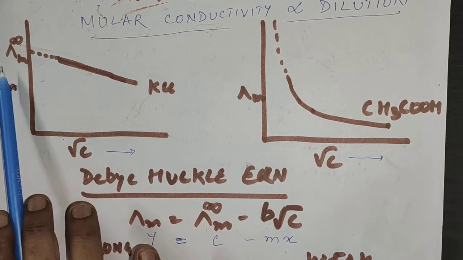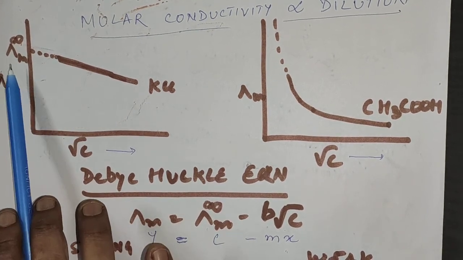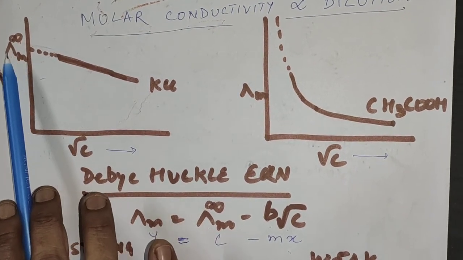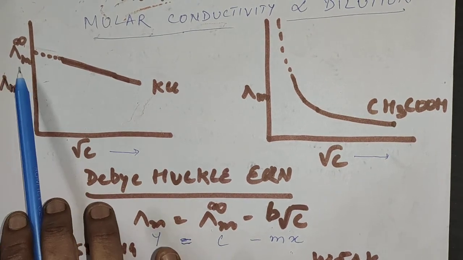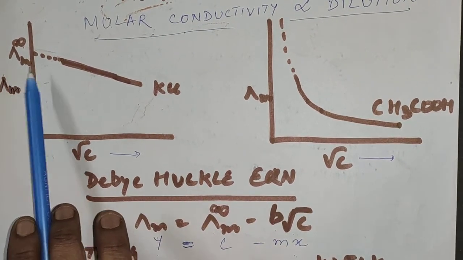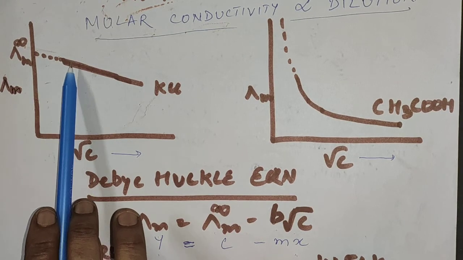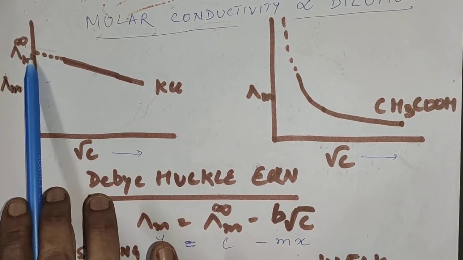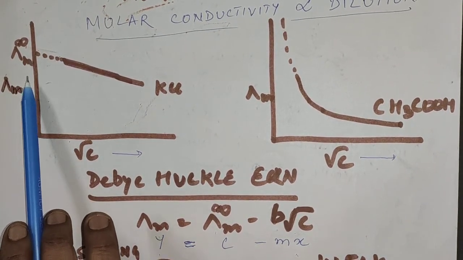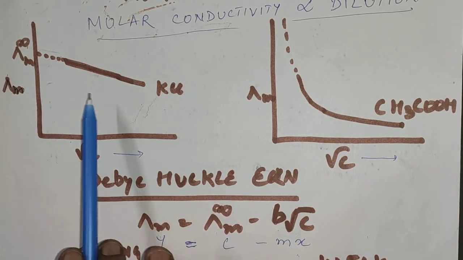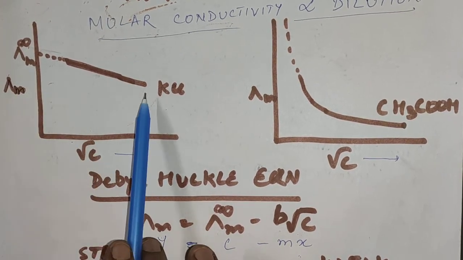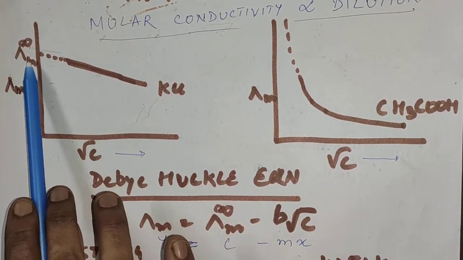Lambda m infinity means molar conductivity at infinite dilution. That means you put a full stop there. If you add more water, conductivity will not increase, and that point, the extrapolation of this line which touches the y-axis, is called lambda m at infinite dilution. So this is very, very clear. KCl's conductivity will go on increasing and reach one point.